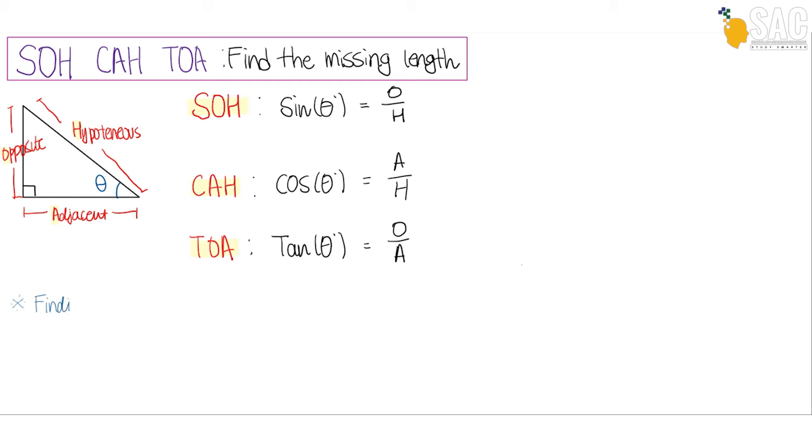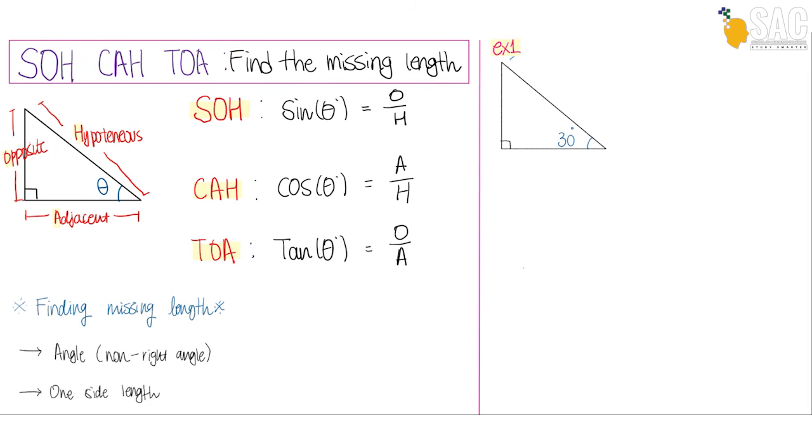And now, in order to find a missing length using SOHCAHTOA in a right triangle, we just need two things. One is an angle that's not a right angle. The second one is one side length. With these two together, we can find a missing length using SOHCAHTOA. Let's jump into our examples.